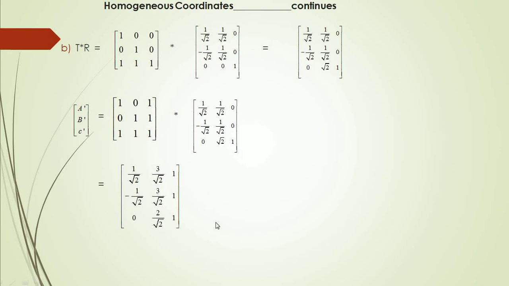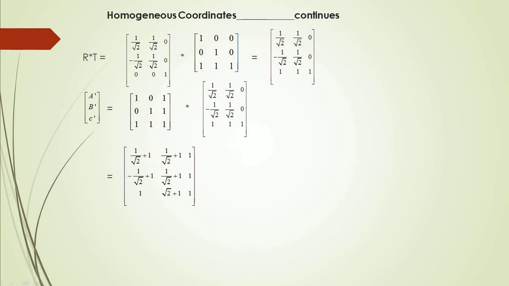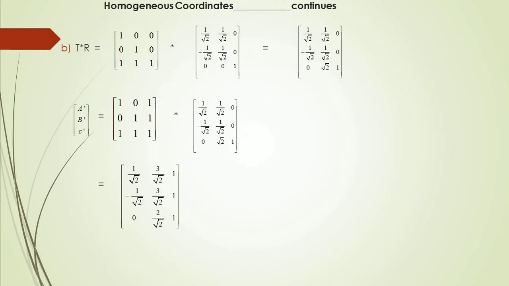We see that the resultant matrix of R into T is different compared to the second one. If we change the sequence of translation and rotation, that is, the sequence of transformation is changed, then the value of the matrix is changed.